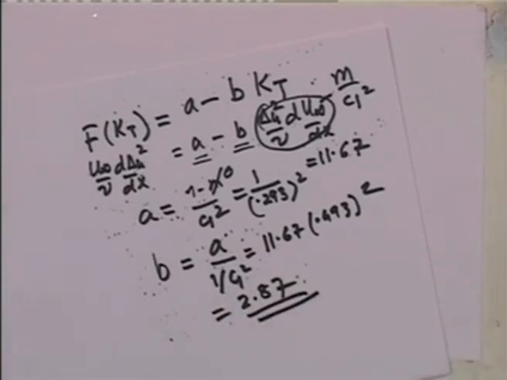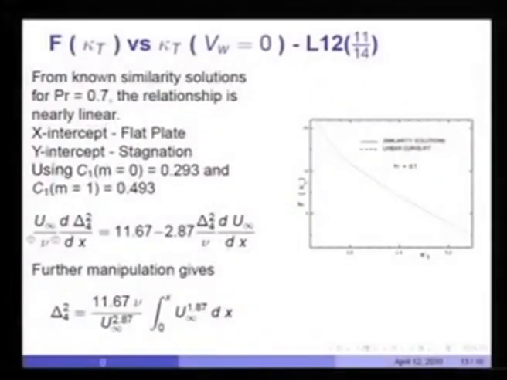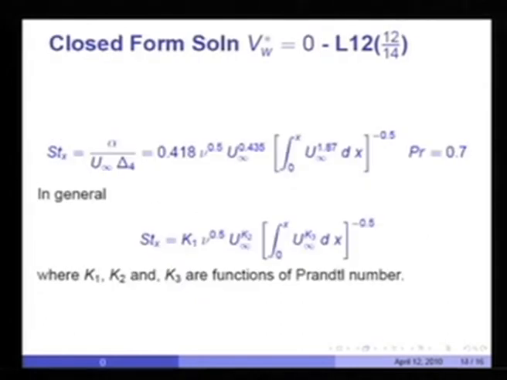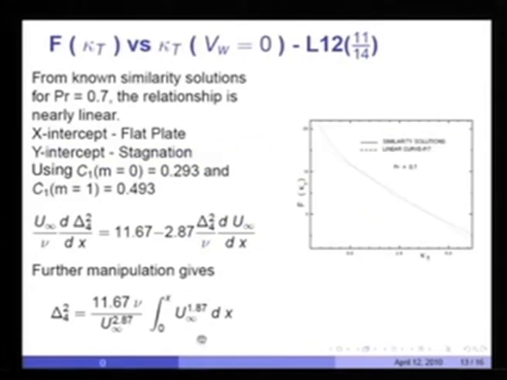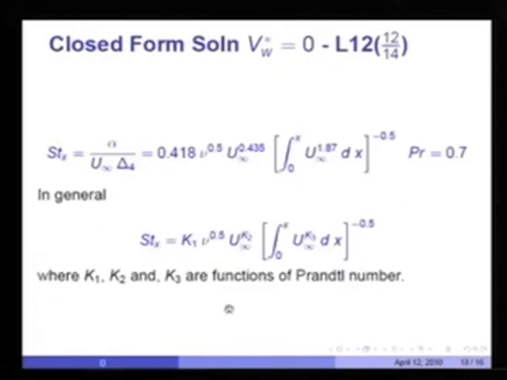So, that is how I generate the linear curve fit to the integral energy equation, and this can be manipulated to give delta 4 square equal to 11.67 nu over u infinity raised to 2.87, integral 0 to x of u infinity raised to 1.87 dx, exactly as we did in case of momentum. So, then the closed form solution, having obtained delta 4 in this manner. So, delta 4 will be the square root of this. I get the solution for Stanton x, alpha u infinity by delta 4, equal to all this for Prandtl equal to 0.7.